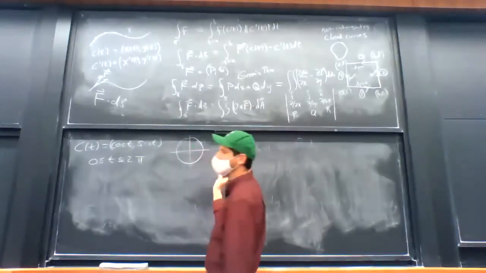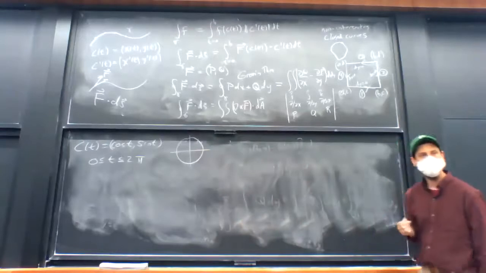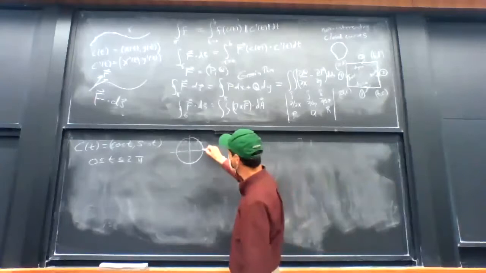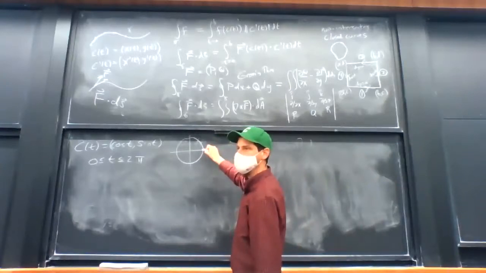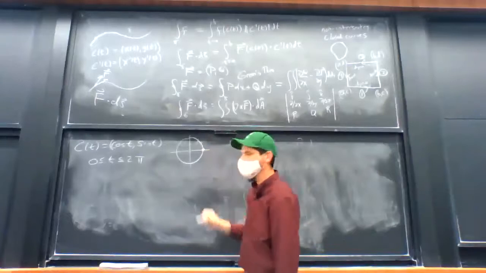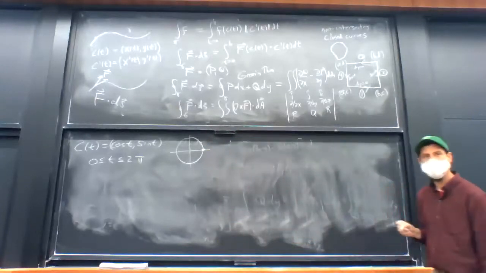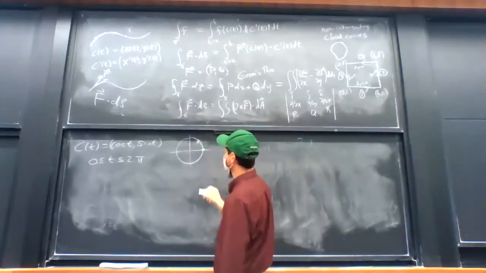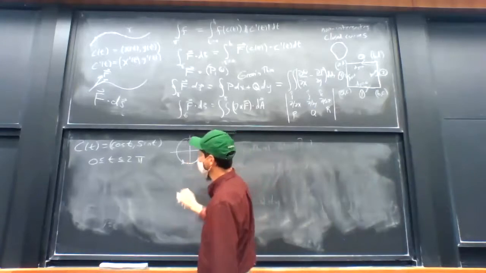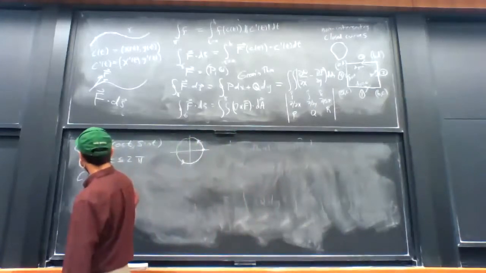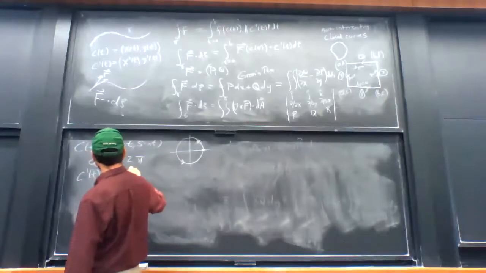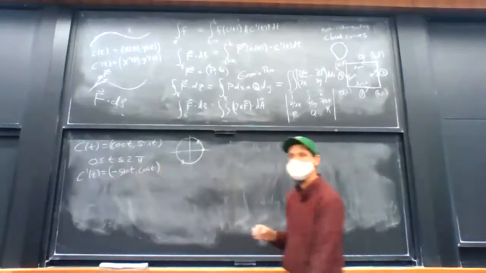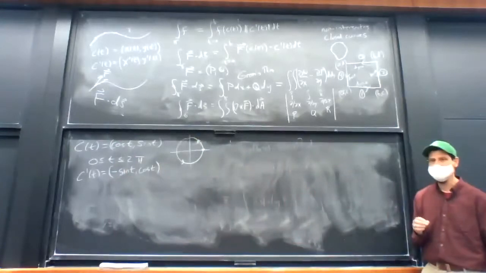Are we going through the circle clockwise or counterclockwise? When t equals 0, we start here at the point (1, 0). And as t increases, we go up. So we've at least parameterized it correctly. Okay. C prime of t is going to be minus sine t, cosine t. It feels like forever since we've taken a derivative.